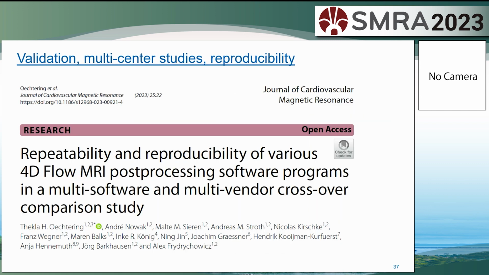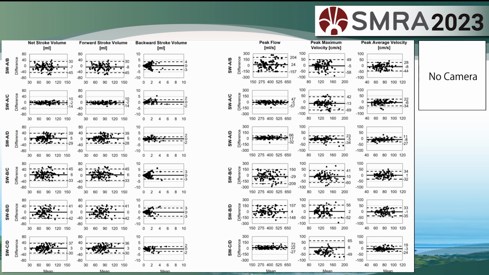But I would like to point out this recent paper by Tekla Oechtering and co-authors, where she looked at repeatability and reproducibility of various 4D flow post-processing software programs. This is, in my opinion, a very important work, because unfortunately the result, and this is a lot of Bland-Altman plots, shows that none of the software packages really agreed. You can see four software packages, A, B, C, and D, and they were all compared to each other. Even if two software packages agreed in some parameters, they completely disagreed in other parameters.